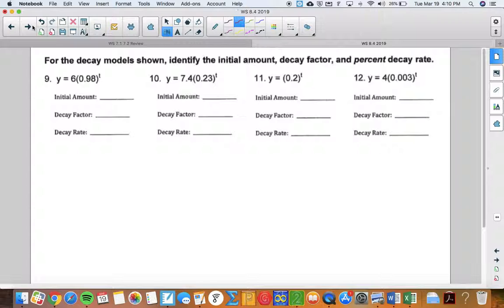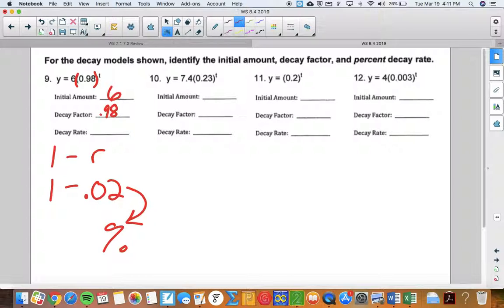For the decay models shown, identify the initial amount, the decay factor, and the percent decay rate. So our initial amount here is 6. Our decay factor, or our multiplier, is 0.98. Since it's decay, we took 1 minus the rate. So what is the rate? I like to think of this as $1 minus how many cents gives me 98 cents. $1 minus 2 cents is 98 cents. So then convert this from a decimal to a percent. That's the same as 2%, which is equivalent to 0.02 as a decimal.